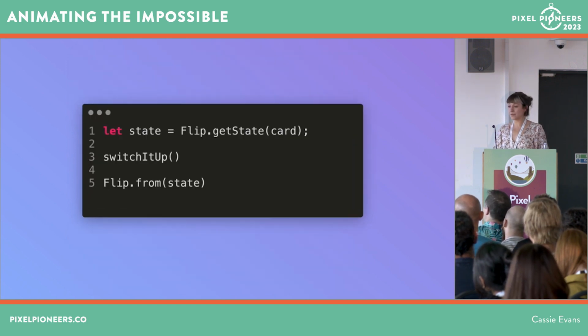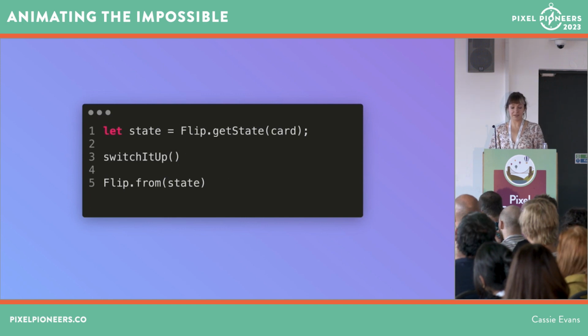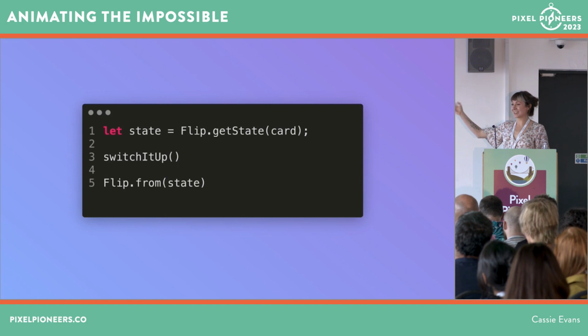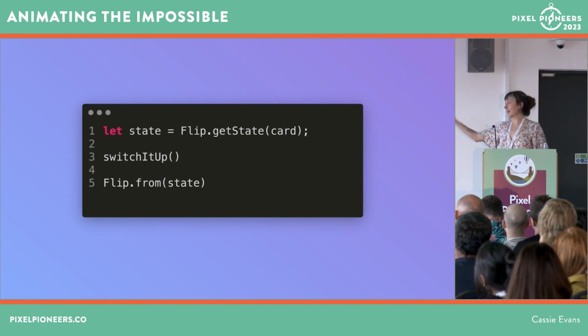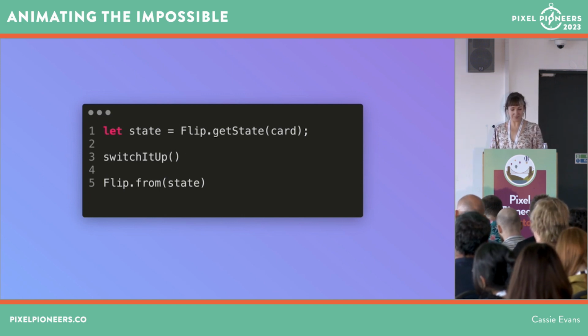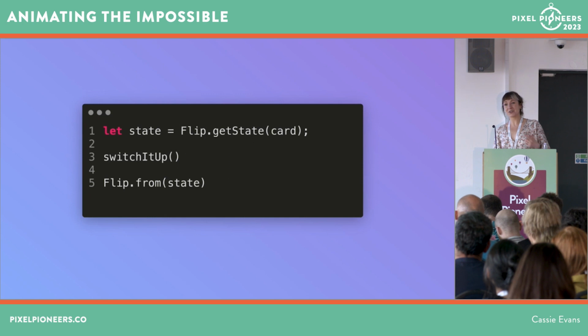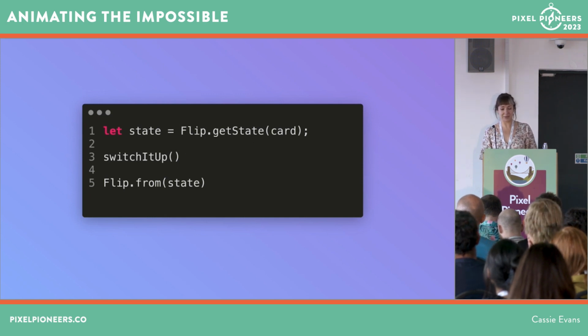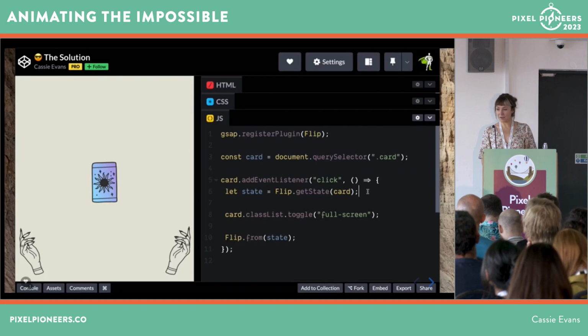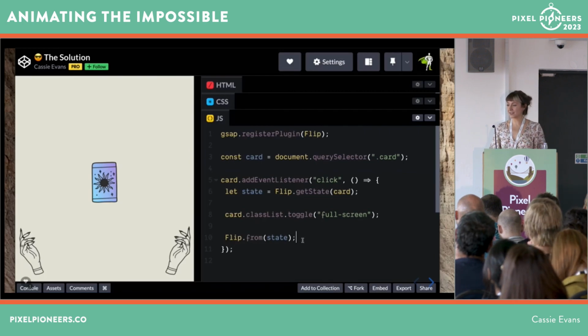We've also got a flip plugin at GSAP that kind of does this for you. So you can just say get state, then do your DOM scripting, and then animate from the state. It also works around a lot of things that are a little bit tricky with the flip technique. So quirks with nested transforms, grid and flex containers, that kind of thing. So yeah, let's look at it in action.